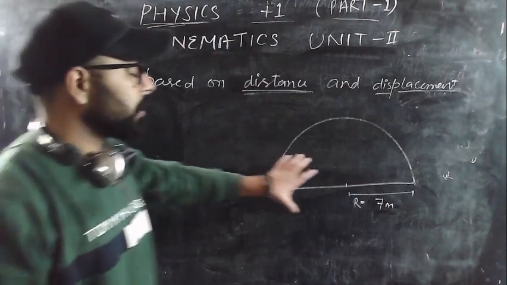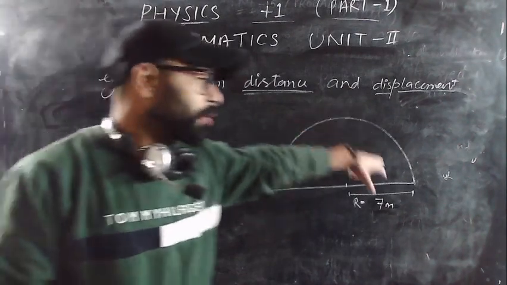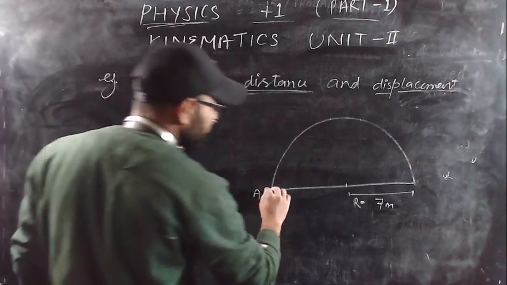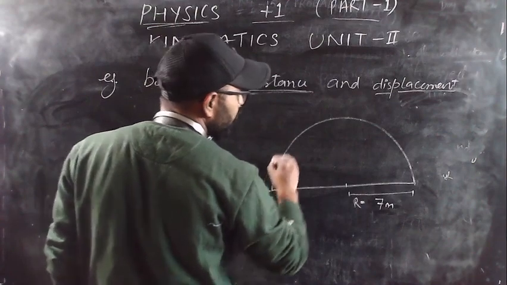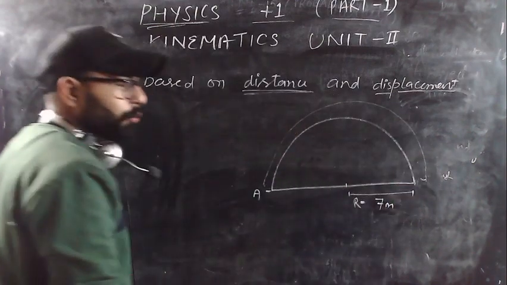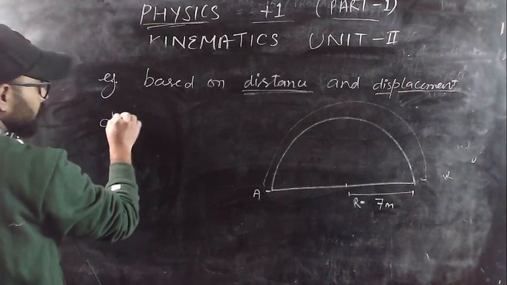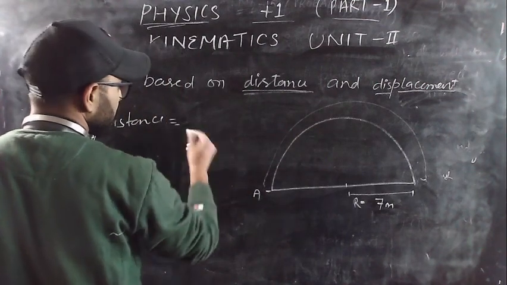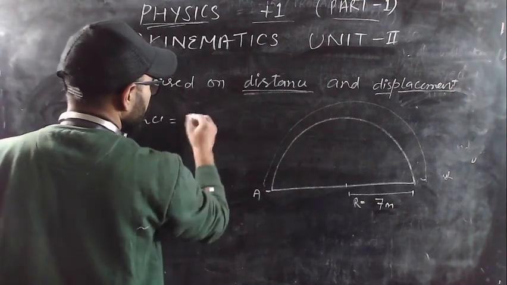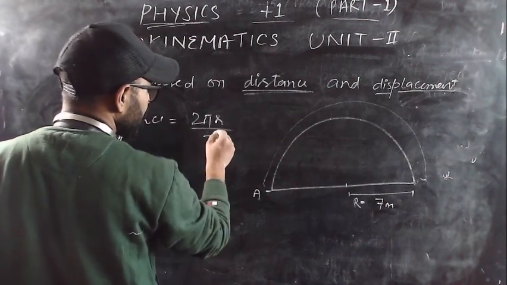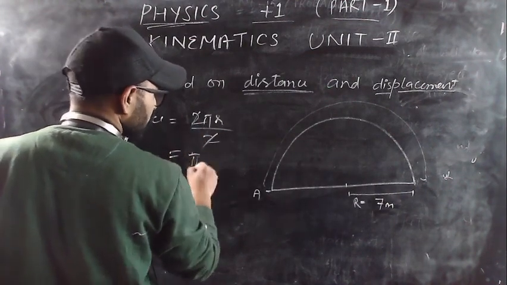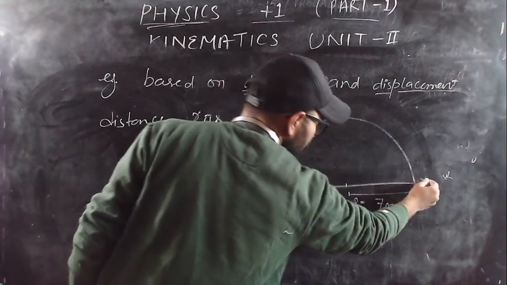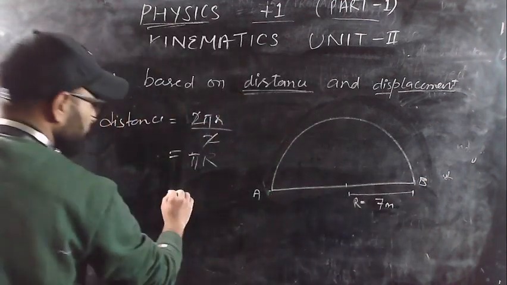There is one more example in which we can see a half circular, as we can say semicircular, ring. This is the path for the particle A. The particle starts from initial point A and covers this distance. Then what would be the distance for this path? As we know, this is a semicircle, so the circumference would be 2 pi r. Because it's a semicircle, we divide by 2 and get pi r.